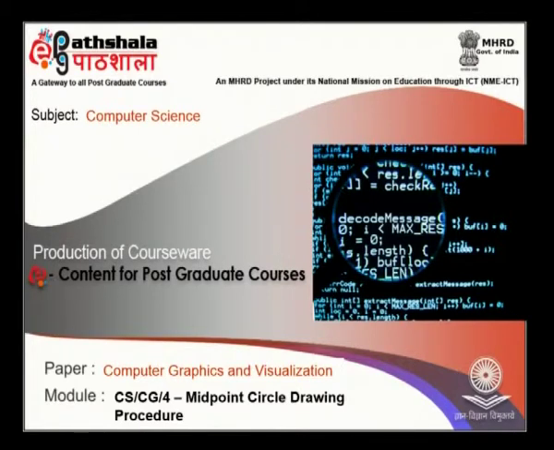In this session, we will take an example of Bresenham's line drawing algorithm, and with that we will see how Bresenham's line drawing algorithm is advantageous with a problem, and later we will look at the midpoint circle drawing procedure, which is an important procedure as part of these primitives.